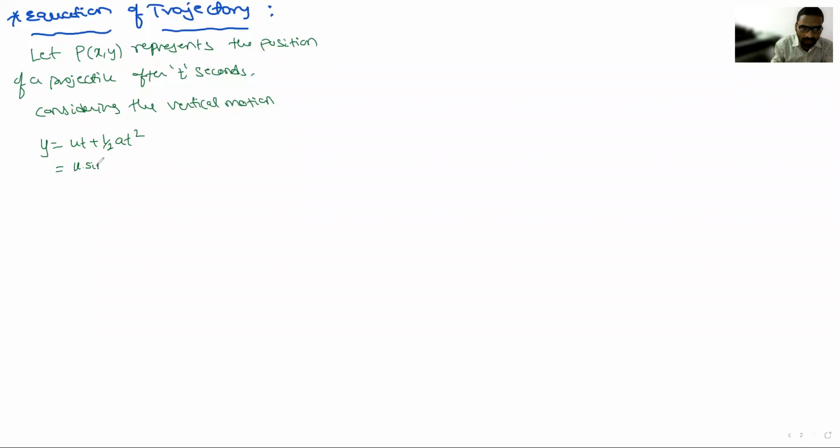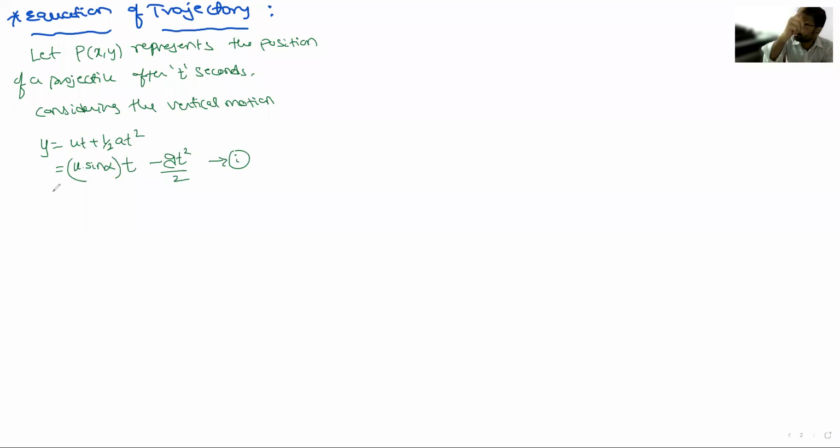Yes sir, U sin alpha, this is the initial velocity, then time is t, correct. Plus, okay, I will write. See, when the particle is moving in the upward direction, is it acceleration or retardation? Retardation, so plus or minus? Minus. So in place of a I will take g, and t square divided by 2, is it correct? Yes. So this is equation number 1. Here my intention is to determine t, and then only I will know the value of y. How to determine t?